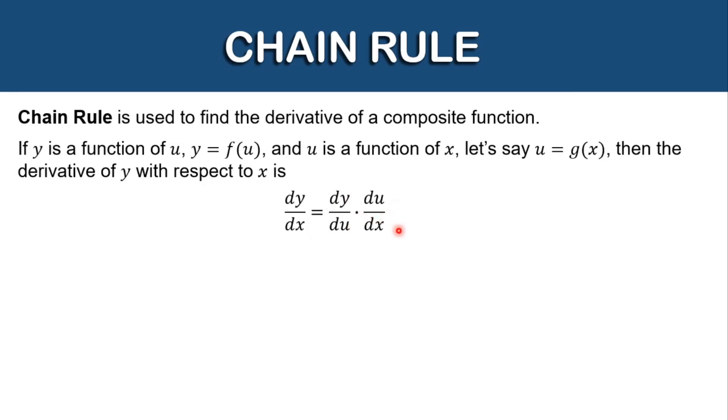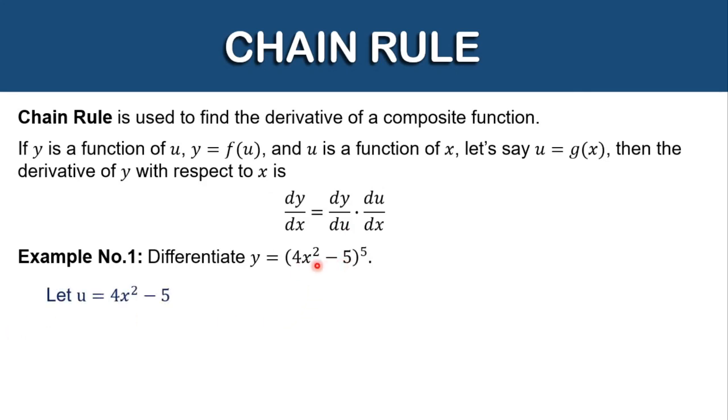Let's have our first example. Differentiate y is equal to the quantity 4x squared minus 5 to the 5th power. So how are we going to solve this using the chain rule and using the formula here? First is we let u. So ito yung u natin. U is equal to 4x squared minus 5.